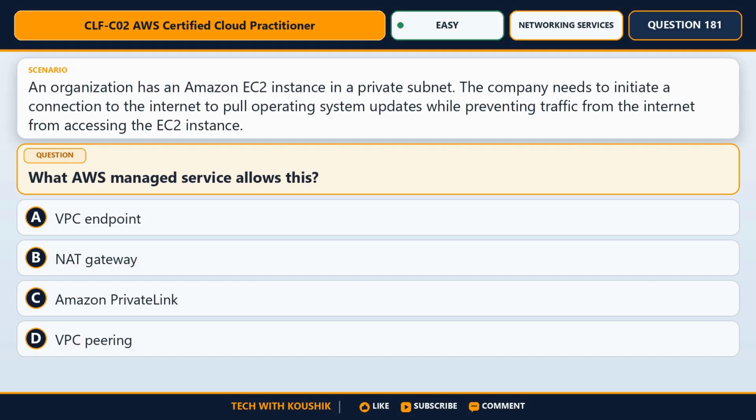Question number 181. An organization has an Amazon EC2 instance in a private subnet. The company needs to initiate a connection to the internet to pull operating system updates while preventing traffic from the internet from accessing the EC2 instance. What AWS managed service allows this? Option A, VPC endpoint. Option B, NAT gateway. Option C, Amazon PrivateLink. Option D, VPC peering.